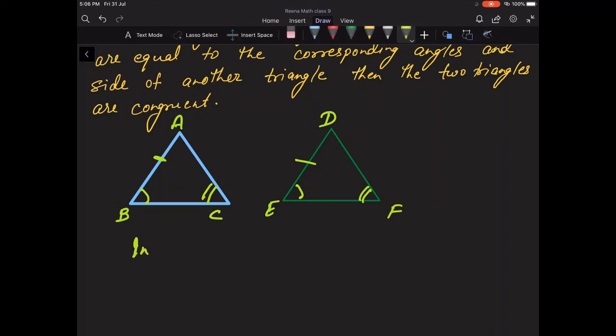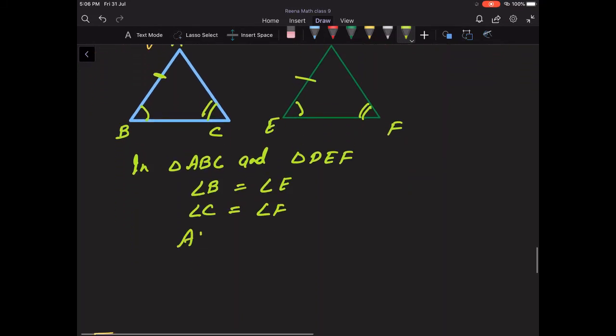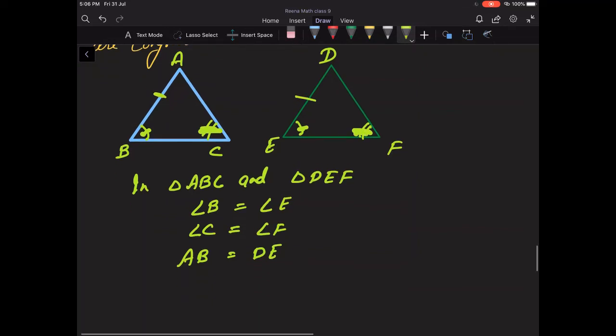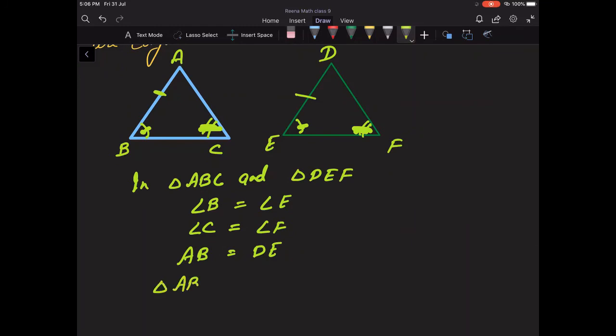We can write in triangle ABC and triangle DEF, angle B is equal to angle E, angle C is equal to angle F, and AB is equal to DE. You can see two angles are equal. This angle is equal to this angle, and AB is equal to DE. One side is equal. So we can write triangle ABC is congruent to triangle DEF by AAS. Any two angles and one side should be equal. Now we can apply CPCT.